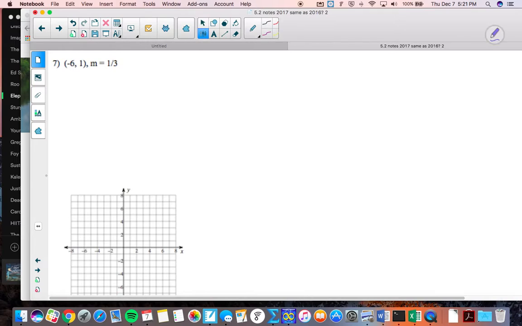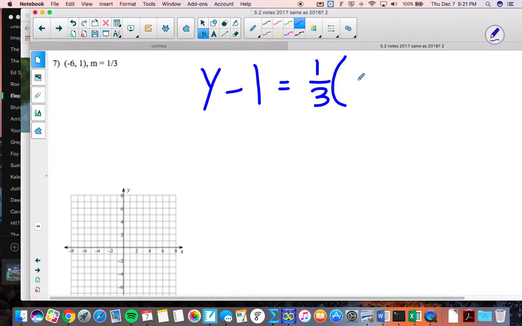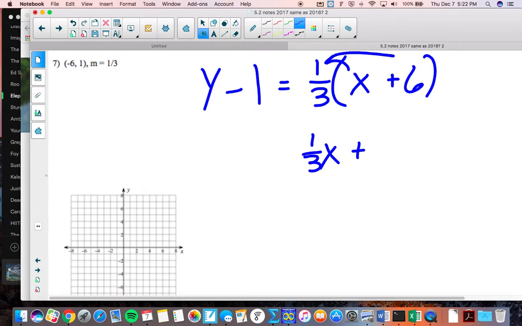Last one, let's go here. So y minus 1, I'm going to just go for it here and try to actually think well and substitute things in correctly. That looks good. Instead of x minus negative 6, I want x plus 6. It's the same thing, but it looks more simple. So I take 1/3 of x, which is 1/3 x, and I take 1/3 of 6. What's 1/3 of 6? It is 2, because you get 6 over 3, and 6 divided by 3 simplifies to 2.